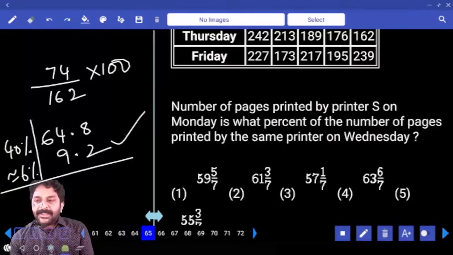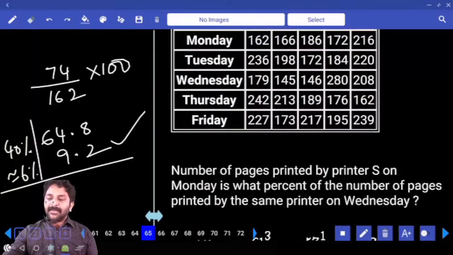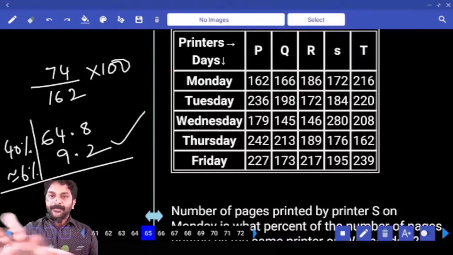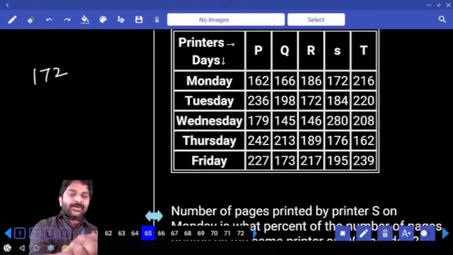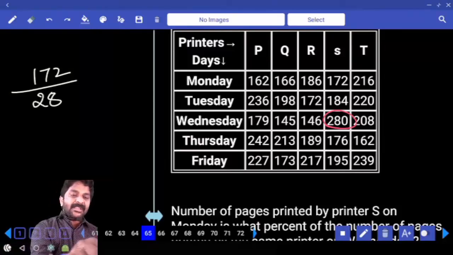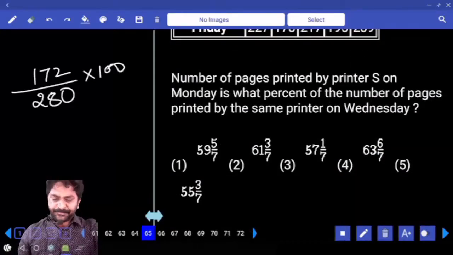Number of pages printed by printer Y on Monday is what percent of the number of pages printed by the same printer on Wednesday? Y on Monday, 172 is what percent with respect to Wednesday? How much is Wednesday? 280. Percentage into 100 only. Look at your options first. 59, 60. Answers are close by 60% only.